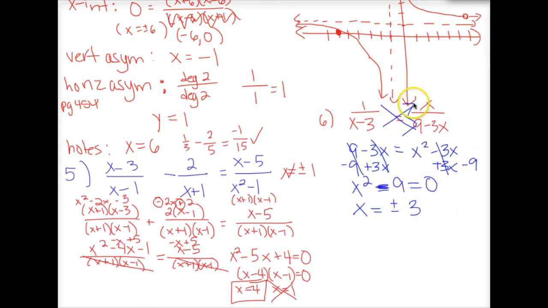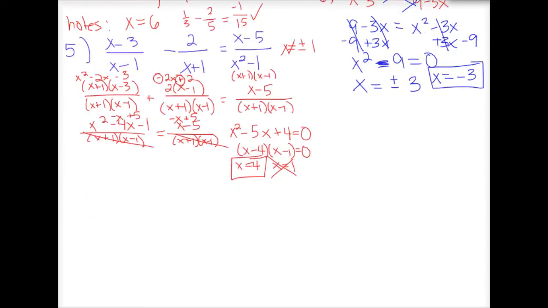Again, you have to check that. Look back at the original restriction: x cannot equal 3 itself. That would make both the denominators 0. So that means our only valid solution, the only one I have listed, is x equals negative 3. Again, you can plug that back in. This one's easier to check than the other, but x equals negative 3 does indeed work.